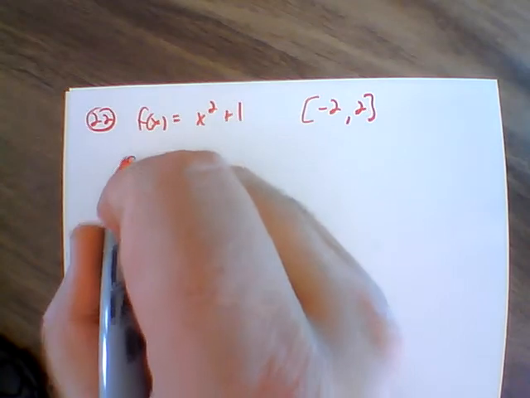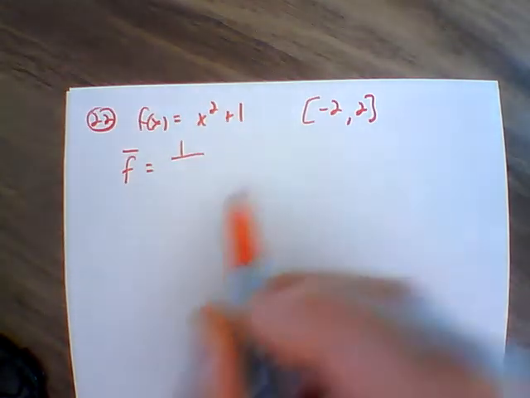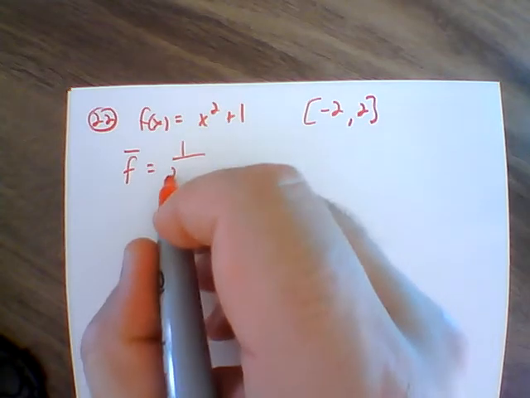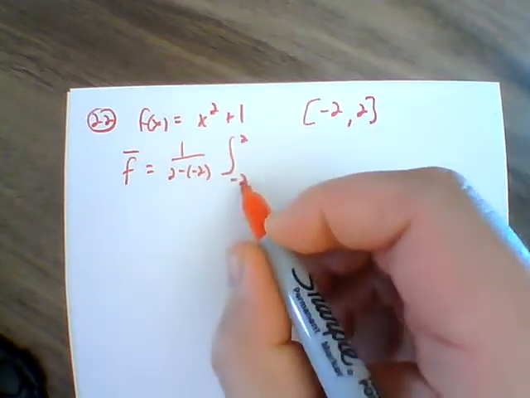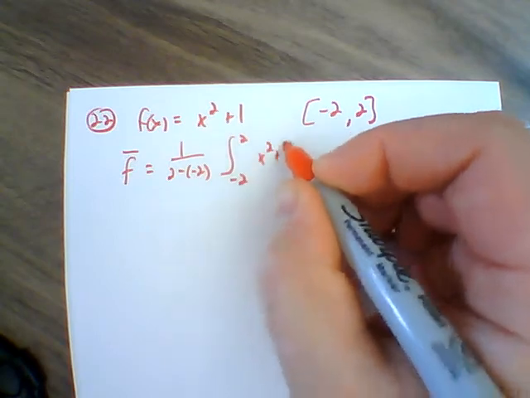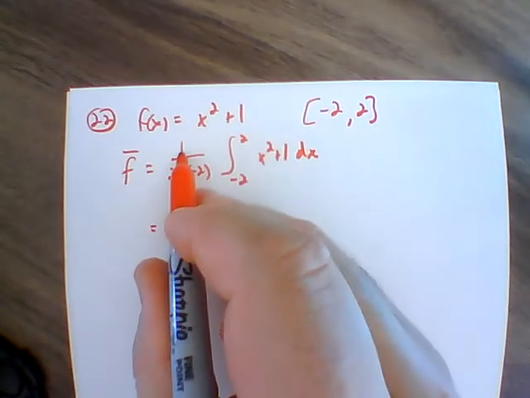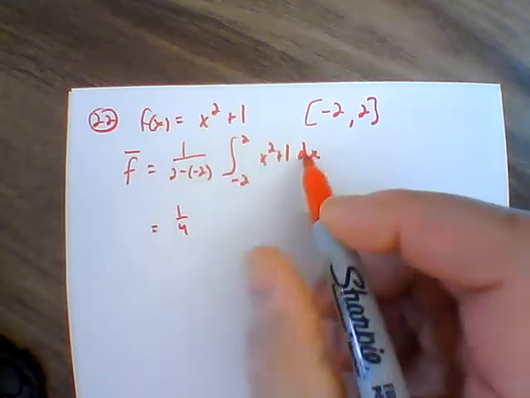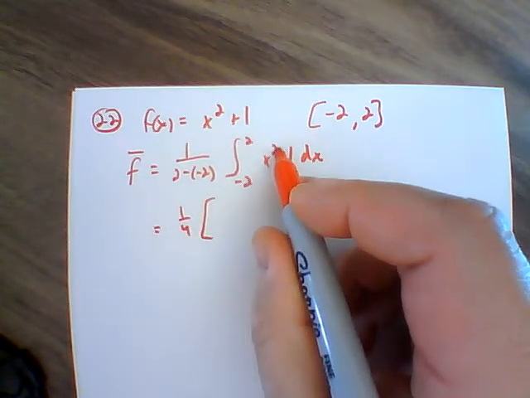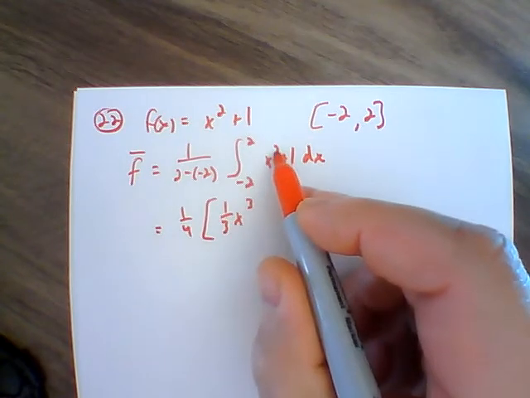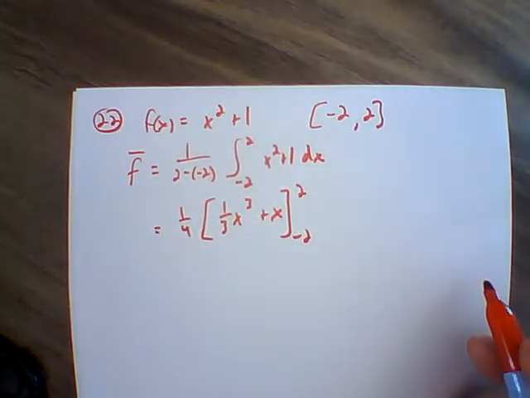So if you remember, we're going to find f bar. Okay, so f bar equals 1 over, we're going to take b minus a, so our upper bound minus our lower bound, times the integral, once again from our lower bound to upper bound, of that function dx. So, starting to simplify, we have 1 over 2 plus 2, so that's 1/4. Here we have the integral from negative 2 to 2 of x squared plus 1 dx. So if we take that x squared, this would be 1/3 x cubed, taking the integral of this part, taking the integral of here, this would be plus x then. And then we're going to be evaluating from negative 2 to 2 on this.